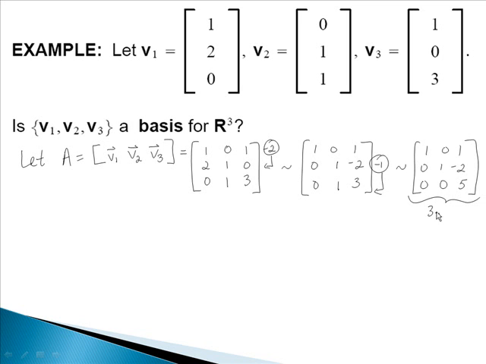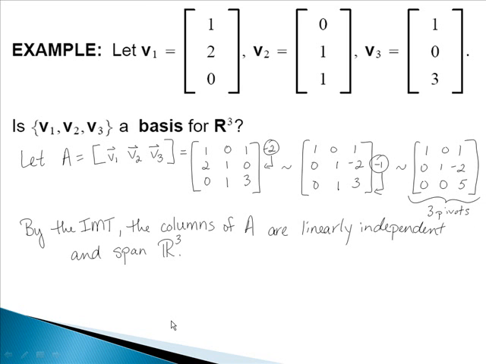So we see then that we have 3 pivots, and this is a 3 by 3 square matrix, and since there are 3 pivots, we know by the invertible matrix theorem that the columns of A are linearly independent and they span R3. So therefore, the set of our 3 vectors, v1 through v3, is a basis for R3. So in all of these, we've been using the definition, showing that our vectors are linearly independent and they span our vector space.